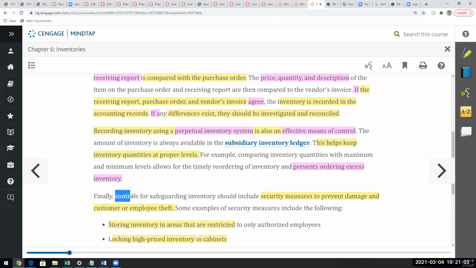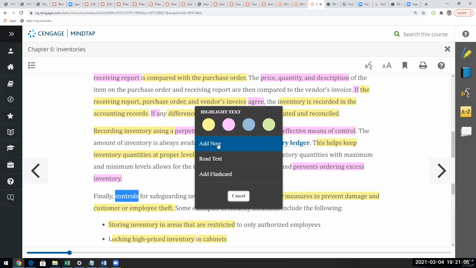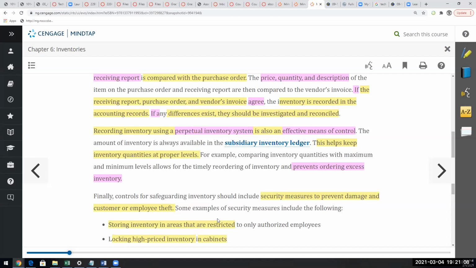So you have to have some controls for safeguarding these assets, the inventory, right? To prevent damage or customer or employee theft. Believe it or not, that's a real problem. And you'll see that Costco has things in place so that their stuff doesn't grow legs and run away. So number one, you're storing inventory in areas that are restricted to only authorized employees. So a lot of the inventory is not going to be out and available. We're going to keep it kind of under lock and key.